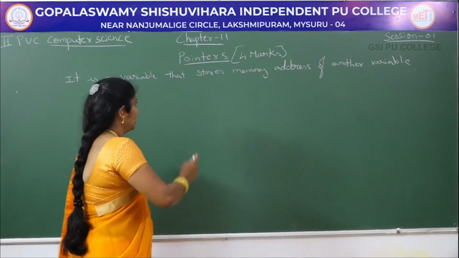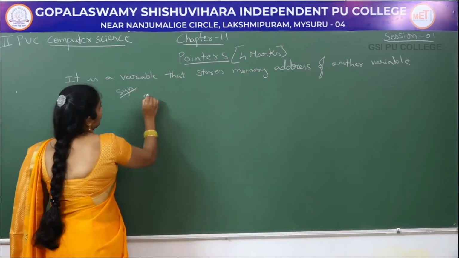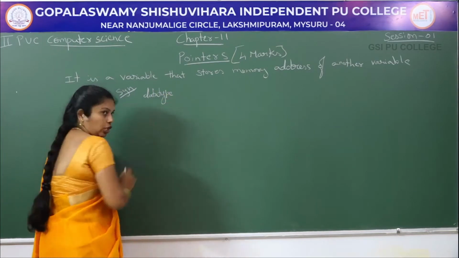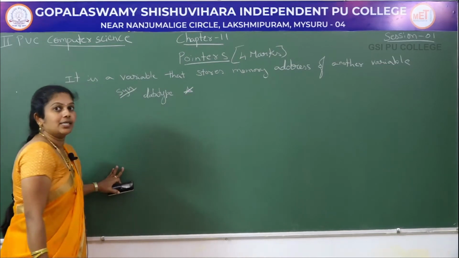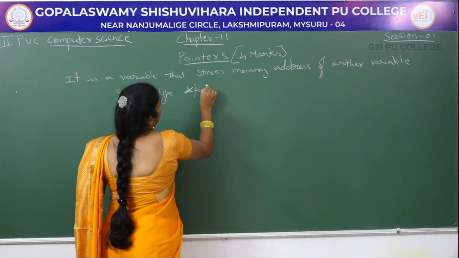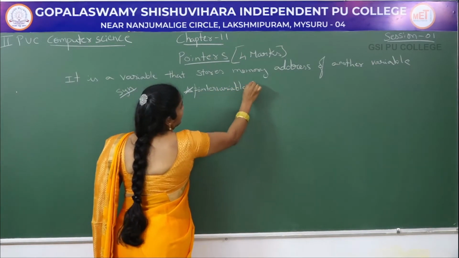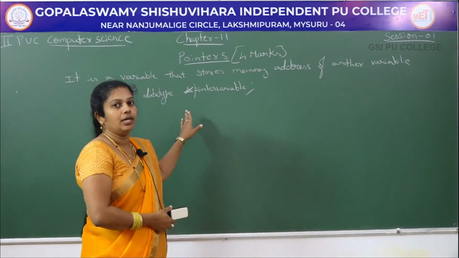When you come to pointers, while writing the syntax for pointers, first we write the data type, leave 1 space, then write the star operator, then the pointer variable, and then at the end a semicolon. This is the syntax to represent a pointer.